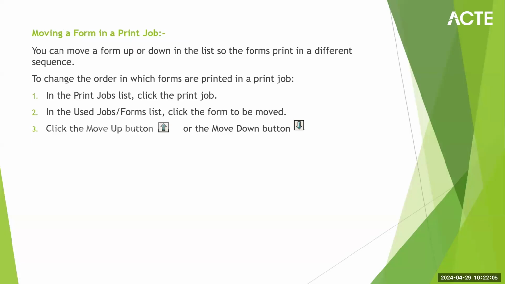Moving a form in a print job. You can move the form up or down in the list, so forms are printed in a different sequence, nothing but order. So to change the order in which forms are printed in a print job, basically, if you have any particular order while printing on the UI, you can move accordingly as per your requirement. In the print job list, click on the particular print job, like quote or bind. In the print job forms list, click on the form to be moved. Like you want the particular ABC form to be printed at the last, so you can click on the down arrow button and place it at the last.